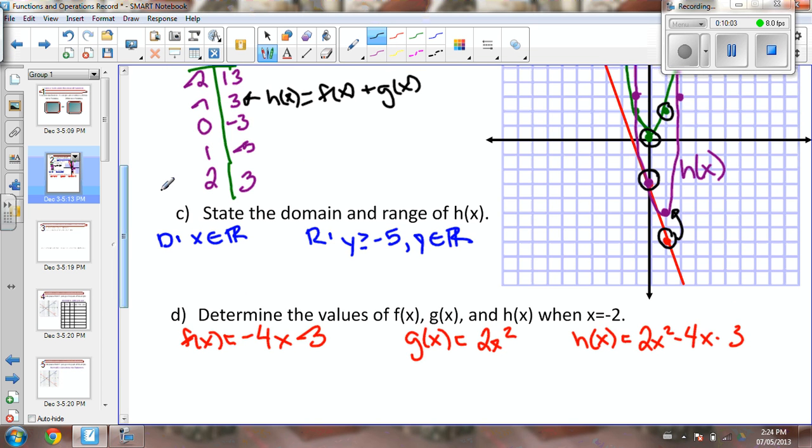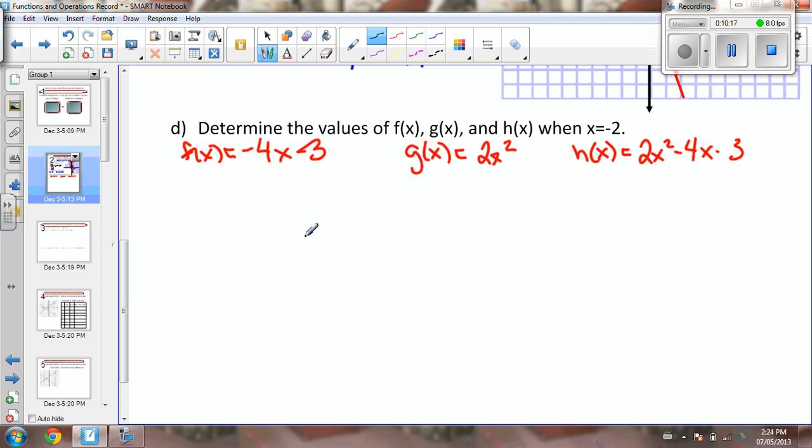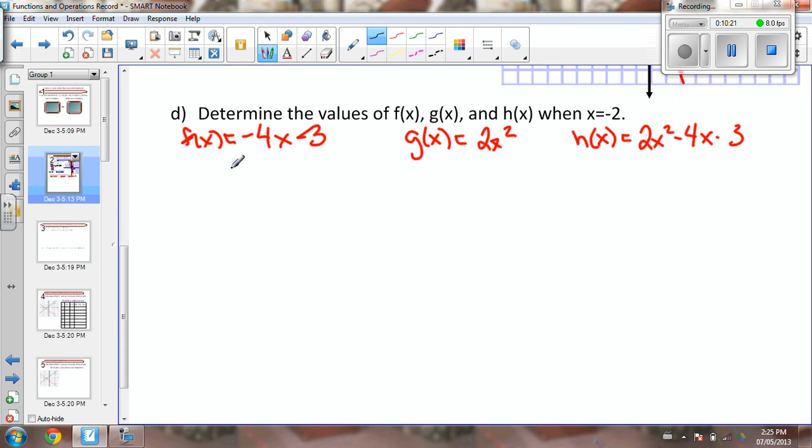The first thing we can do is we can go, okay, well, when x equals -2 on my graph, 1, 2, y is 1, 2 on my f of x graph. So in other words, they're saying when x equals this, what's your y value? So we predict our y value here to be 5, or sorry, 2. But let's check that. So -4 times -2 minus 3. So -4 times -2 gives me a positive 8 minus 3, which gives me a 5.